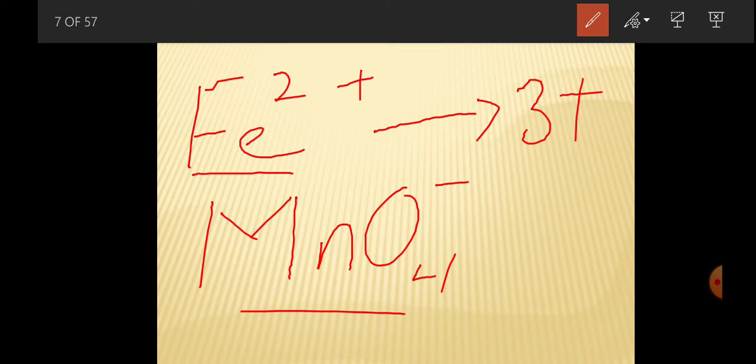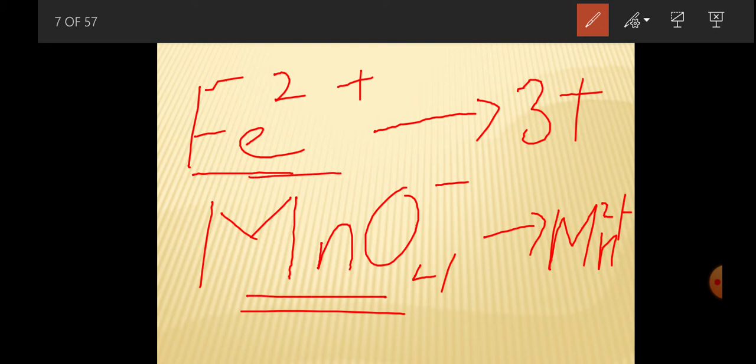Potassium manganate 7 will be reduced from MnO4, it will be reduced to Mn2 positive. This will be reduced, this one will be oxidized. And why are we saying that? We are saying that because oxidation is electron loss. Iron has lost one electron and its oxidation state has changed from 2 positive to 3 positive. And that electron which has been lost has been gained by potassium manganate 7.